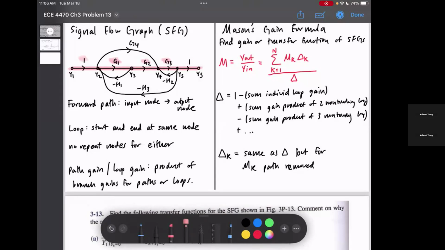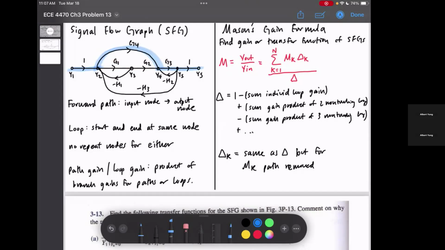And then there can be multiple forward paths for the signal flow graphs. So another one would be from Y1 to Y2, but then instead of going from Y2 to Y3, you go from Y2 to Y4 with the top right path, then to Y5. And that one would have a forward path gain of G4, G3.